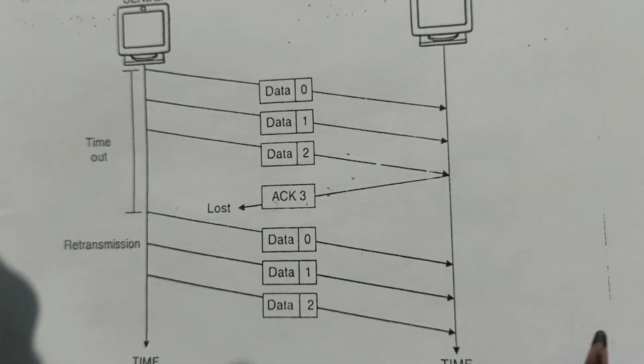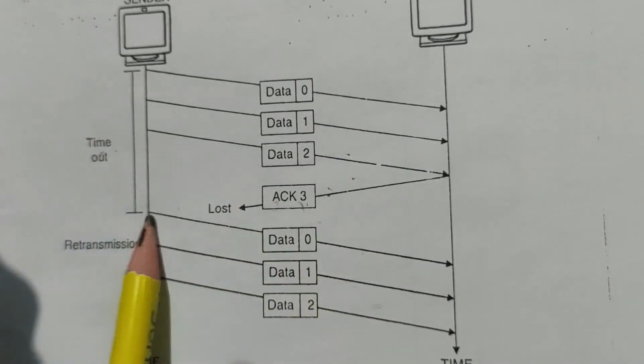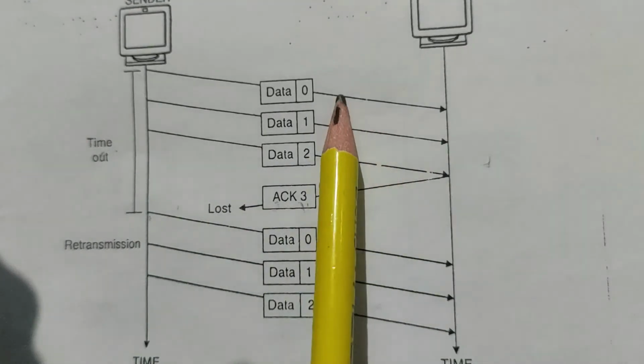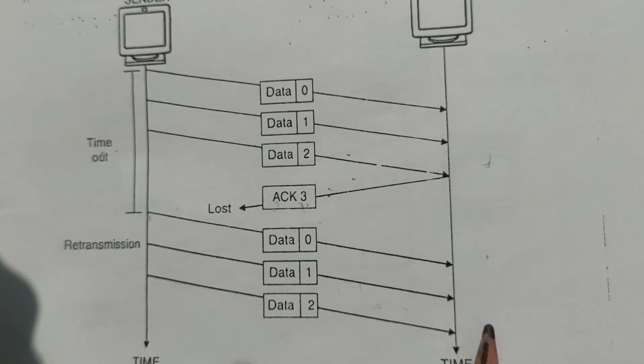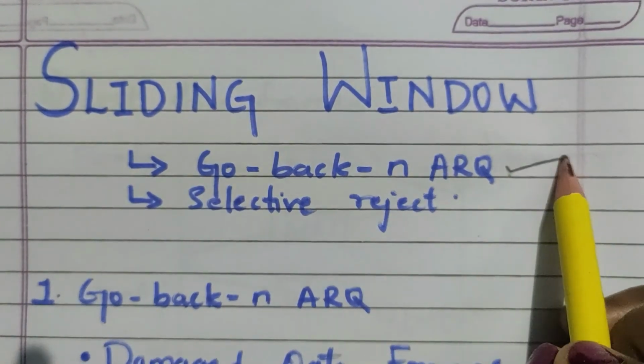The receiver recognizes that the new transmission is repeated. The sender has not received the acknowledgement, but the receiver has received all its data. So it will recognize that the transmission is repeated, send another ACK, and then discard the data. Now we are done with go back N ARQ.